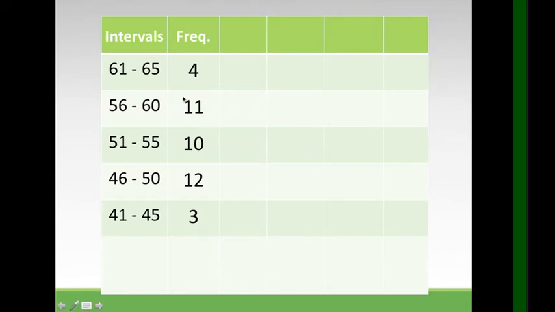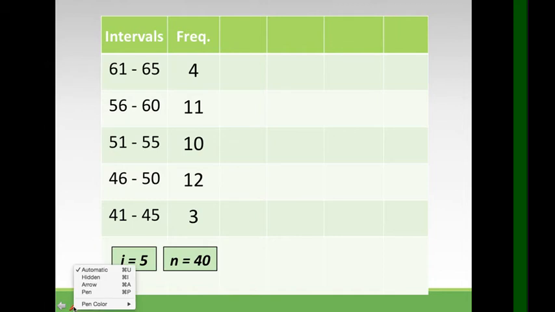So we have 61 to 65 up to 41 to 45. The first thing to do is to get the class interval, which is 5, or I equals 5. The second thing to do is to get the total number of frequency, or N, equals 40. So just add 4, 11, 10, 12, and 3. After that, we can have the next one, the class mark, or X. The class mark is the middle number between variables.